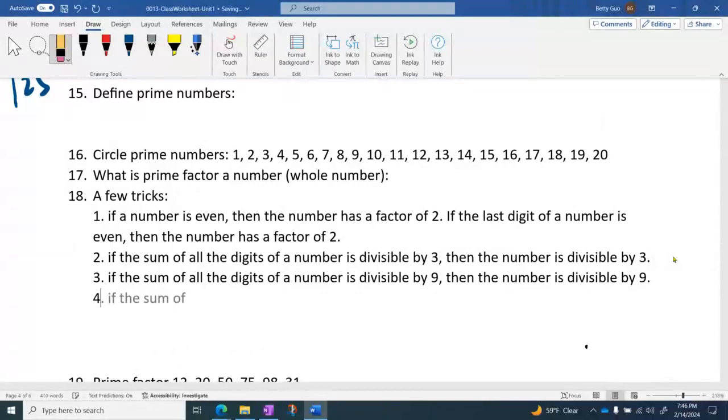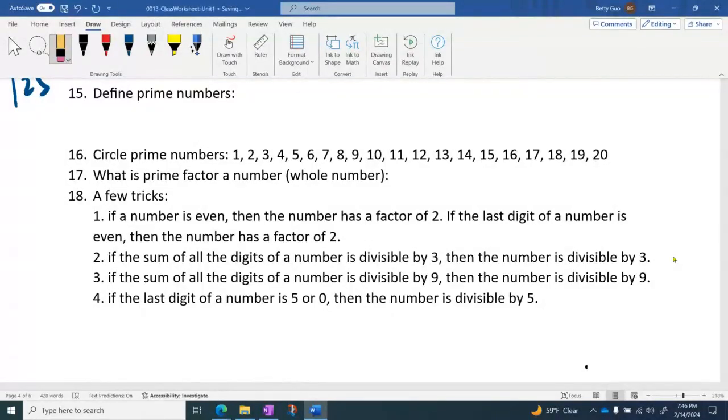Okay, and number 4. When a number is divisible by 9, it means it has 2 threes as factors. And number 4, how do we know if a number is divisible by 5? If the last digit of a number is 5 or 0, then the number is divisible by 5. All the time. When you look at the last digit, if it is a 5 or 0, then the number is definitely divisible by 5.